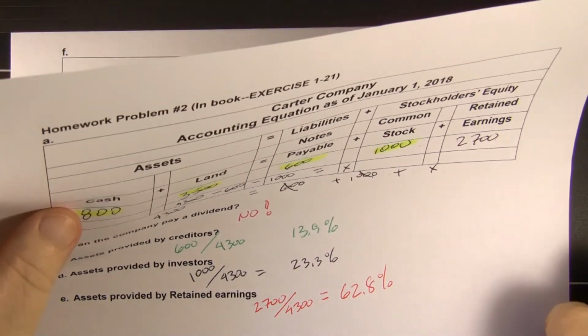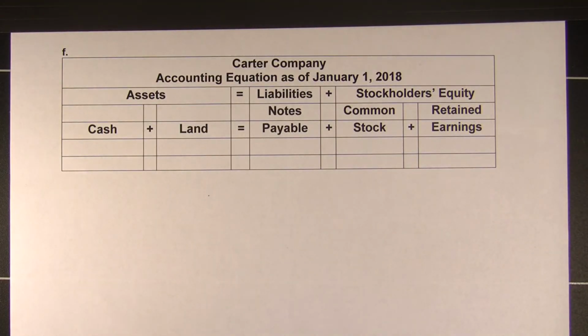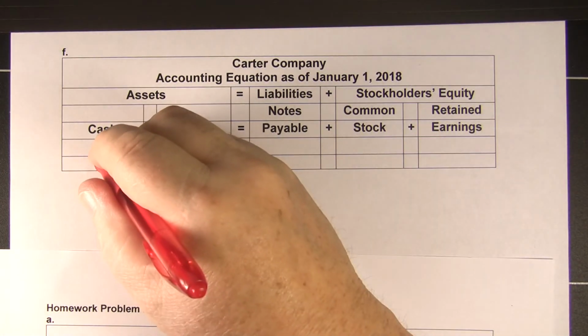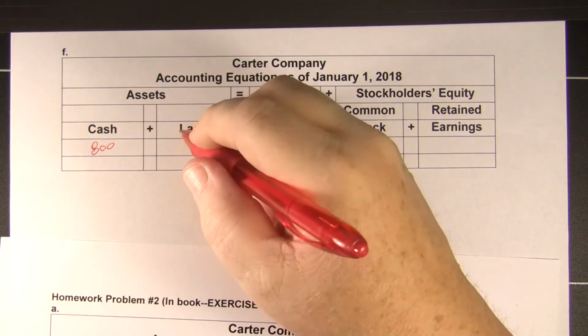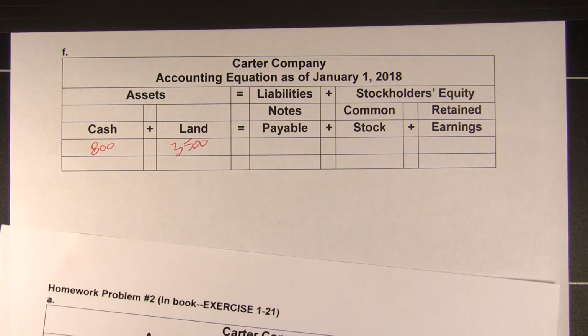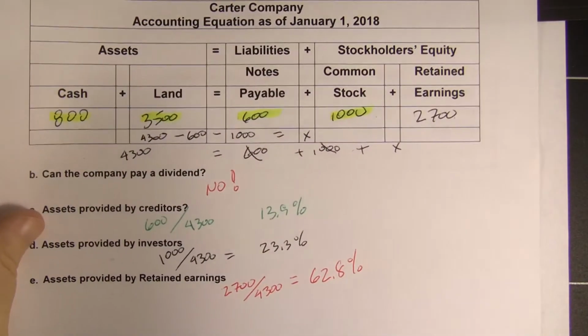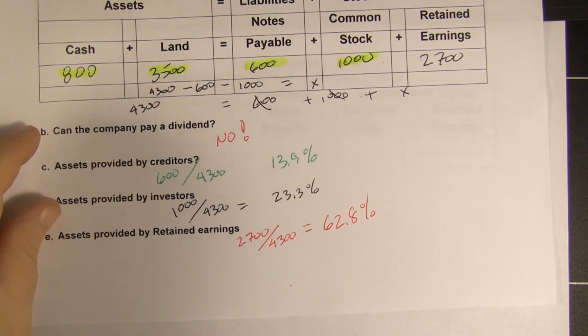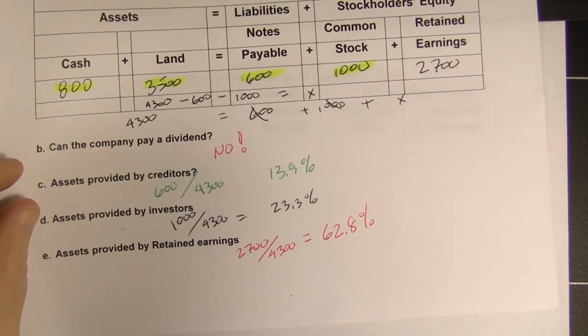Part F simply says restate the accounting equation with the right side of the equation as percentages instead of as dollars. Well, we can do that. We have cash of $800 and land of $3,500. That hasn't changed. And we'll just bring these numbers over that we just computed. 13.9 is the amount of assets provided by creditors.